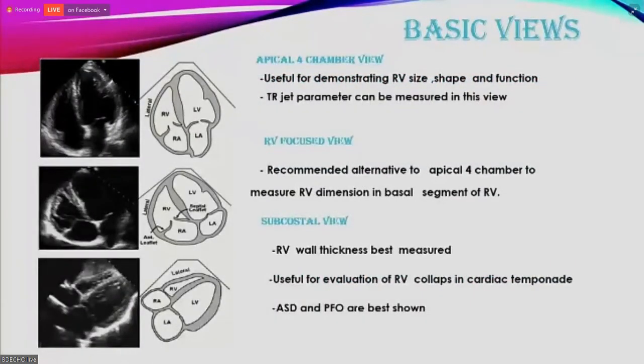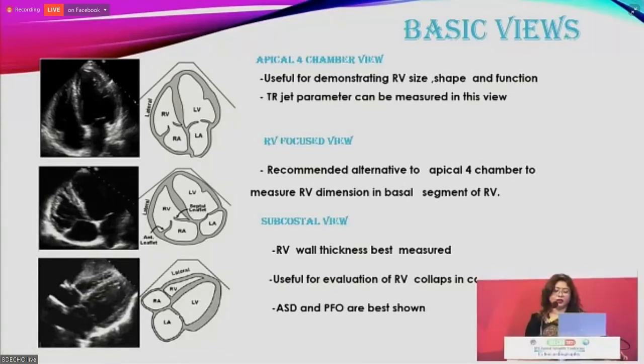Apical four-chamber view is useful for demonstrating RV size, shape, and function. TR parameters can be measured in this view. Then comes the focused view, to measure the RV dimension here, and the subcostal view. In the subcostal view, RV wall thickness is best measured and ASD-PFO is best seen. This is useful for evaluation of RV collapse in cardiac tamponade.